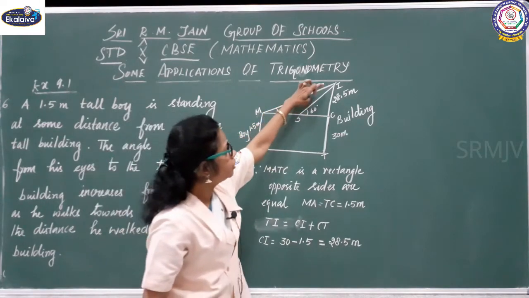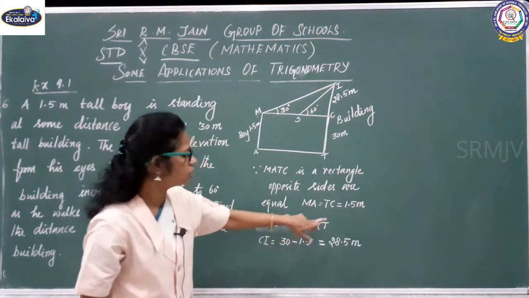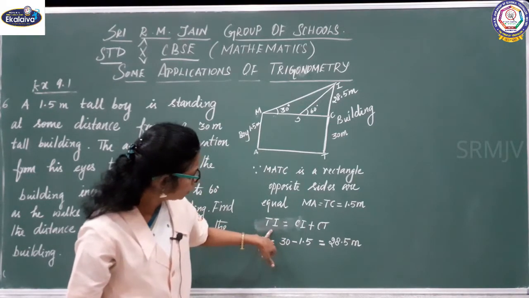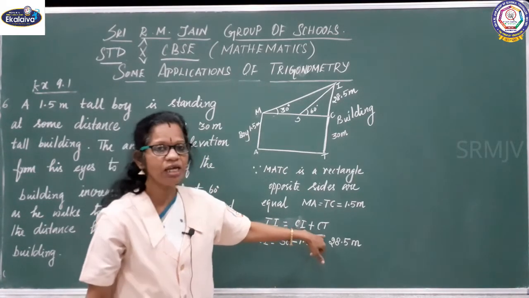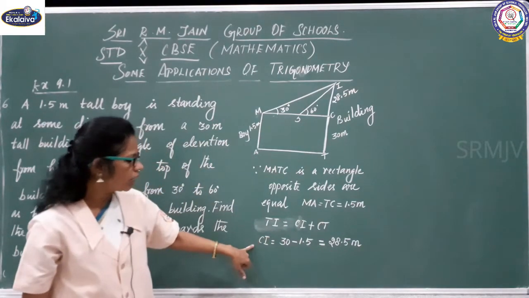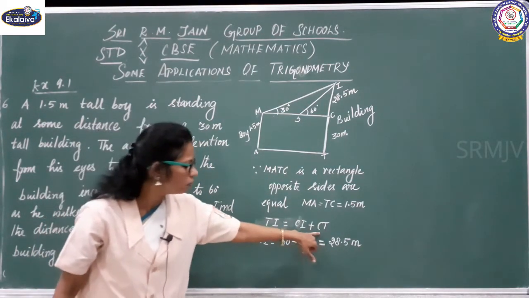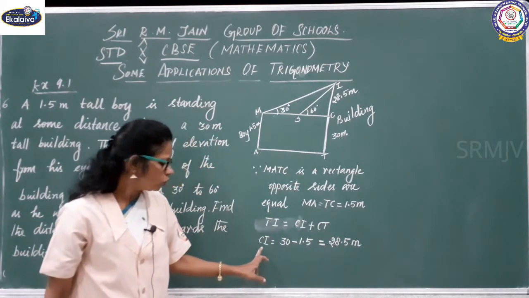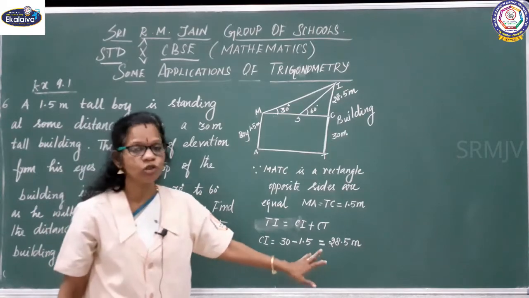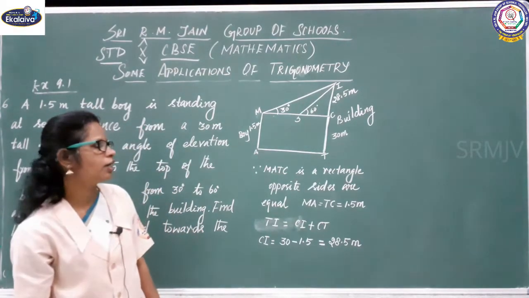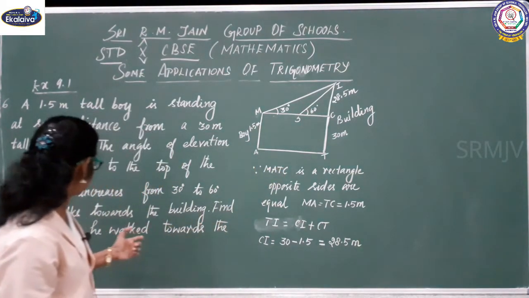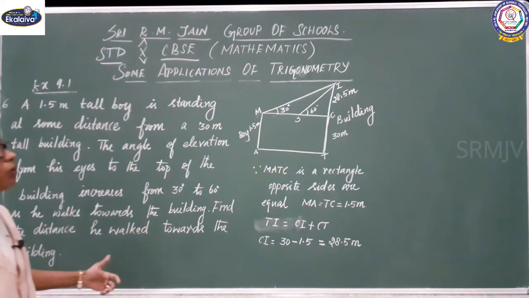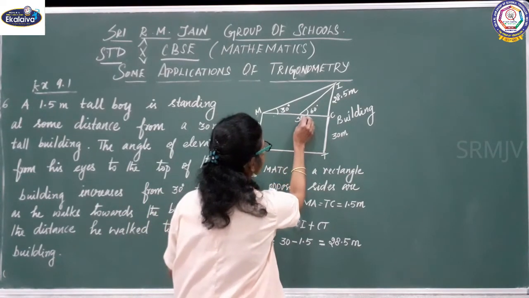The total height, that is I to T, is 30. So the TI can be represented as CI plus CT. CI equal to TI minus CT. CT we know is 1.5. So you arrive at the result as CI equal to 28.5 meter. What they are asking, you see, is to find the distance he walked towards the building.